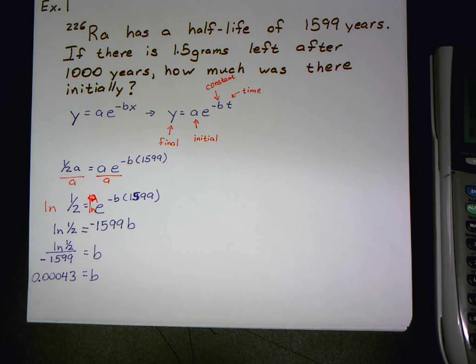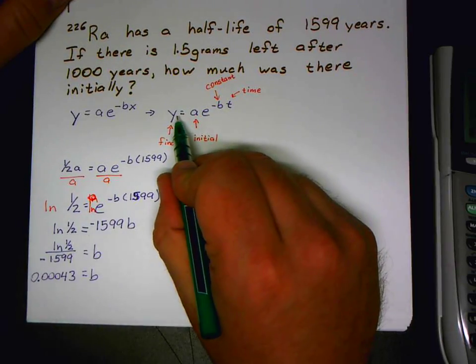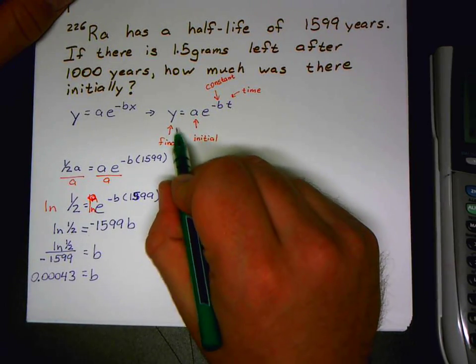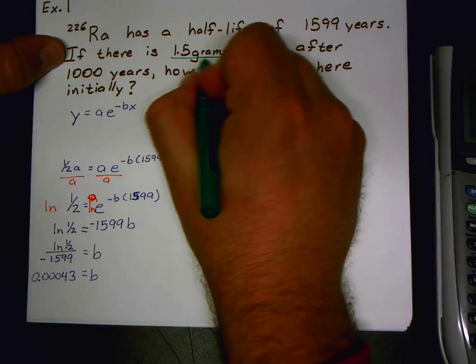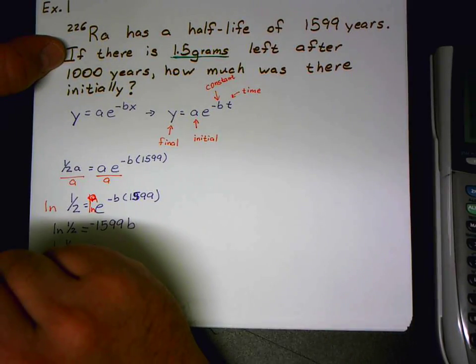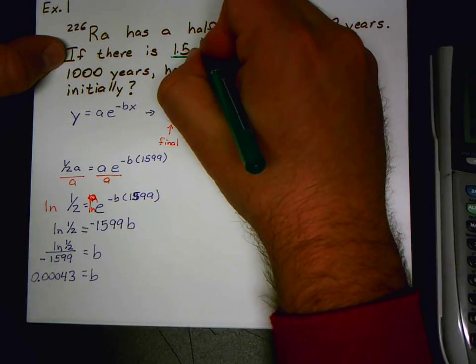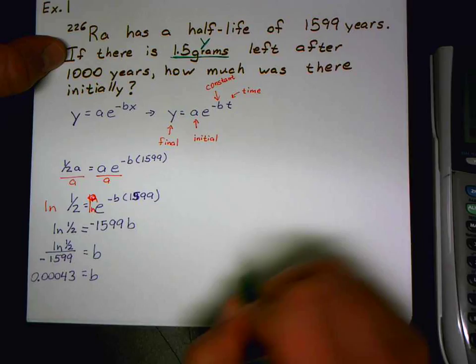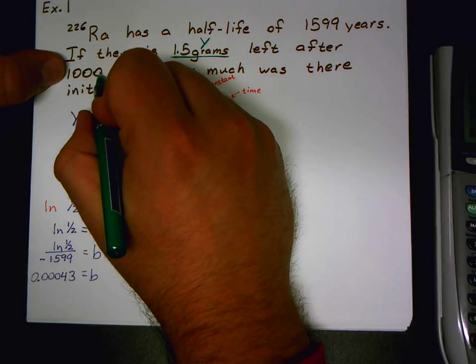Okay, so that's the first step. I haven't even got to the actual problem. I needed to find B before I can even do my actual problem. So my actual problem says, if there's 1.5 grams left after 1,000 years, how much was there initially? So I come back to my original equation. So 1.5 grams would be which variable? That would be y.